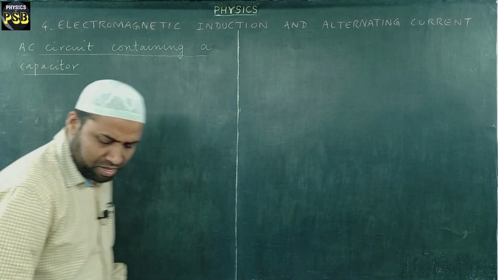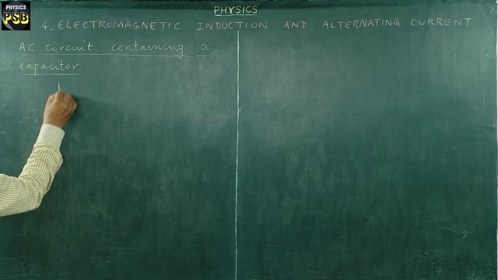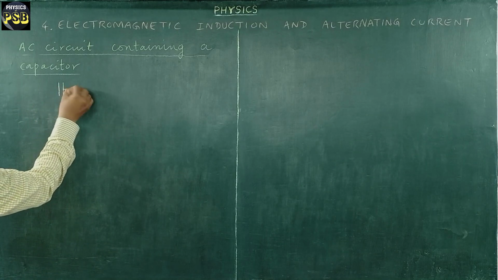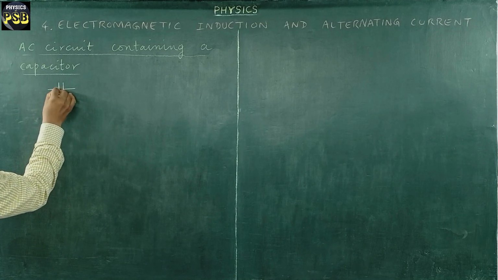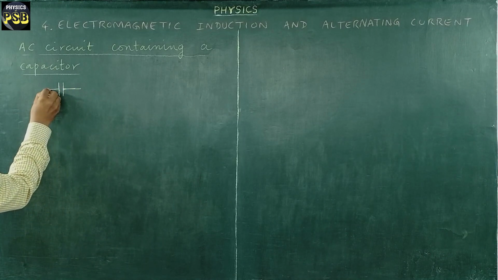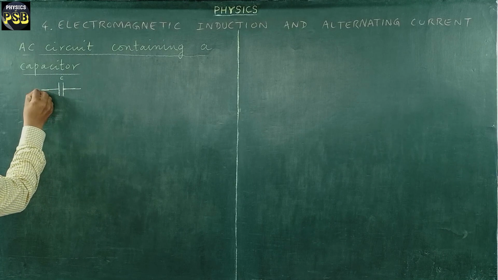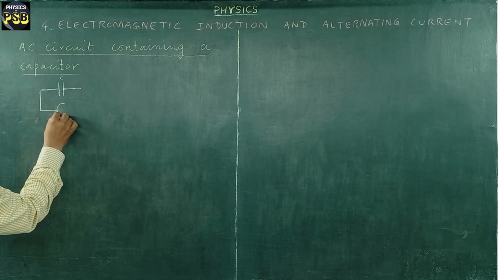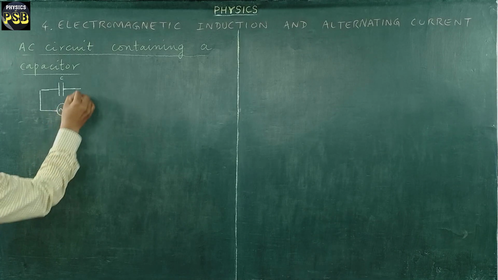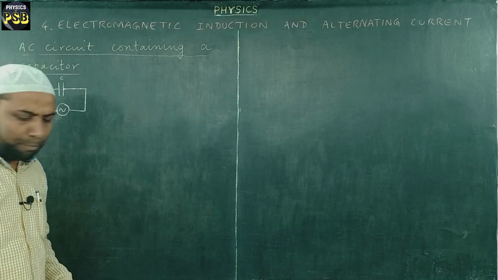For that, I consider one capacitor. We know a capacitor is represented by this symbol. When two lines are drawn parallel to each other, it represents a capacitor. So one such capacitor of capacitance C is taken and connected to an AC source. This is the symbol of AC. This is an AC source to which the capacitor is connected in parallel.